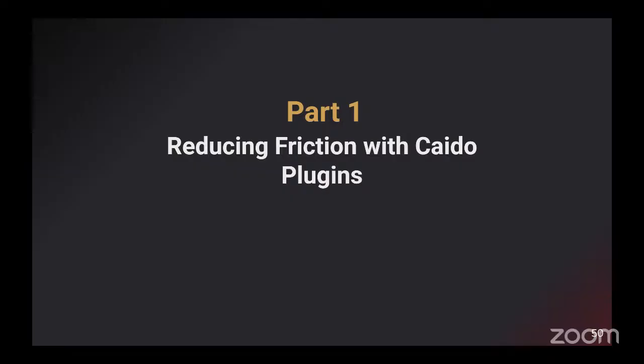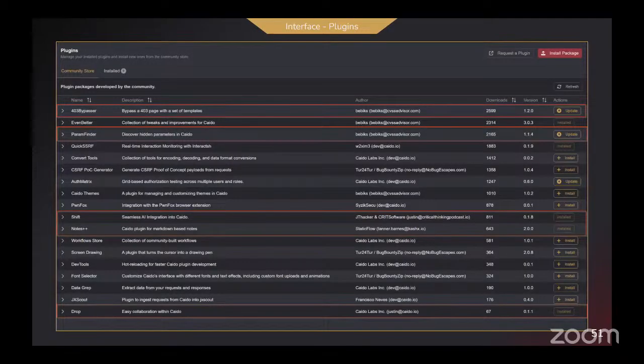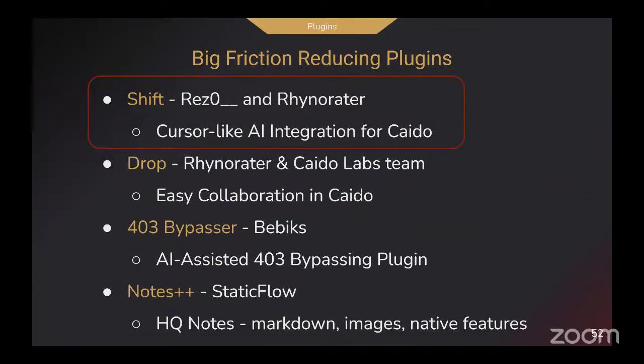So now we're going to talk about reducing friction in Caido with plugins, okay? Next slide, Emil. These are the plugins that I would like you guys to check out, okay? We've got 403 Bypasser, Param Finder, Shift, Notes++, and Drop. We're going to go through each of those pretty quickly. I would like to demo it. We'll see. Yeah, so let's go to the next one.